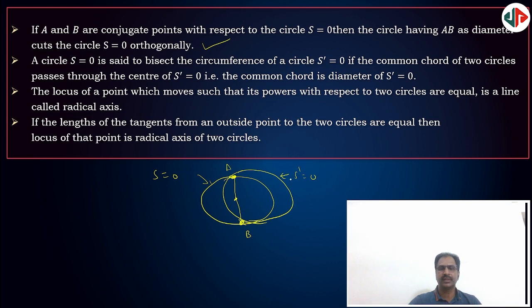So when we say that a circle S' = 0 bisects the circle S = 0, it means the common chord of the circles is the diameter of the first circle. So the diagram will be like this.